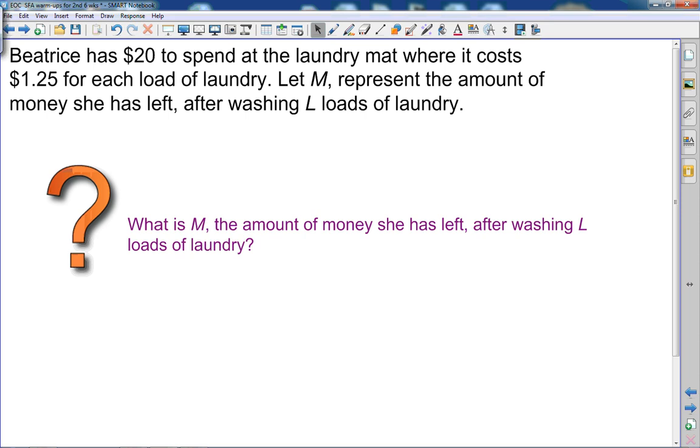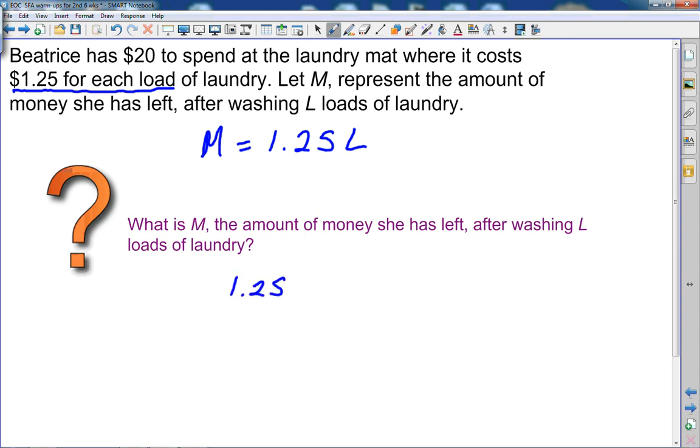Beatrice has $20 to spend at the laundromat, where it costs $1.25 for each load. Let M represent the amount of money she has left after washing L number of loads. Well, the money that she has equals, we take $1.25 times each load. Okay, now it says, what is M, the amount of money she has left after washing L loads of laundry? Right here, they want you to find the equation. That's what the equation is. But how much money, or how many loads can she do if she only has $20?